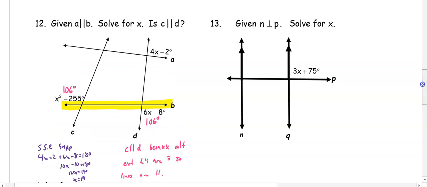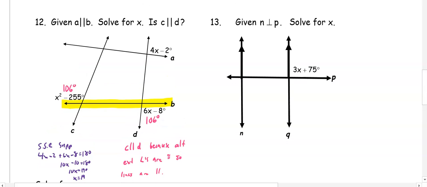In number 13, given that N is perpendicular to P. So because N is perpendicular, remember that means that it makes right angles. Because these lines are parallel, all of these angles are going to be right angles. So to solve for x, we would have 3x plus 75 is equal to 90. We can subtract 75. 3x equals 15. When we divide, x is 5.